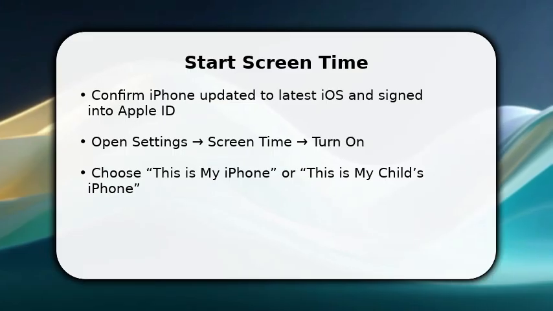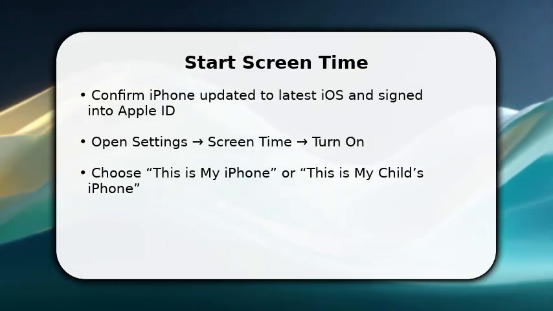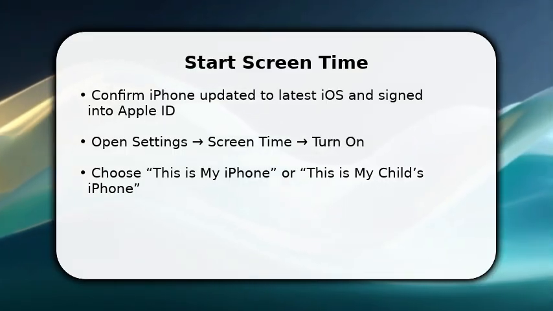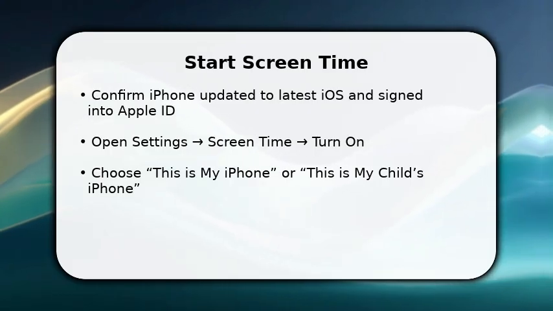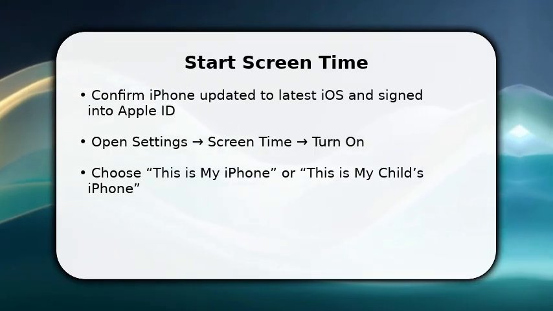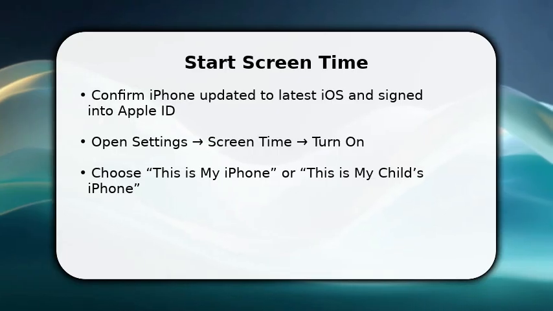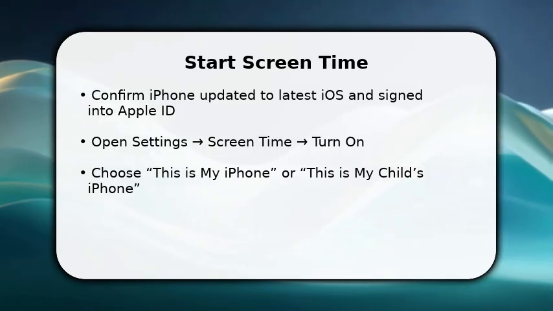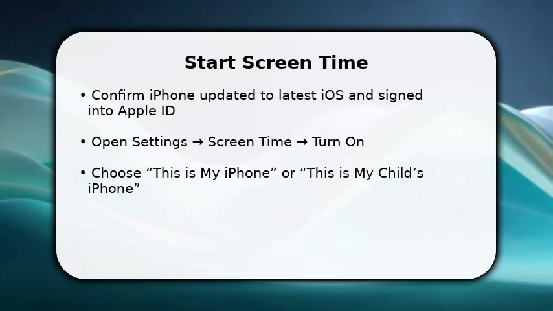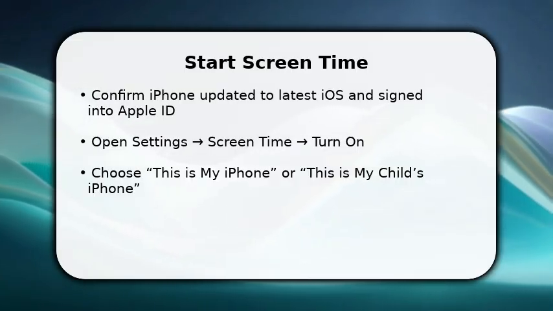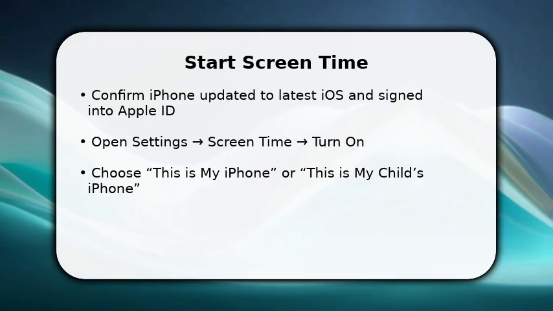You'll begin with Essentials, an updated iPhone and your Apple ID signed in. Open Settings and tap Screen Time, then Turn On. Choose whether this is your iPhone or a child's device so appropriate defaults apply. Once done, glance at the summary screen to see current limits. This gives quick context for changes you're about to make.